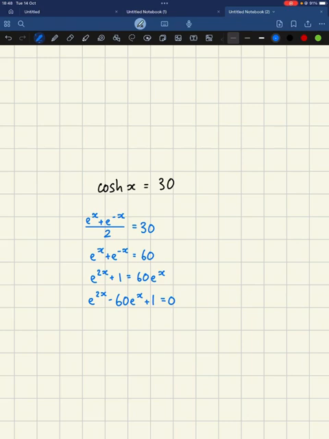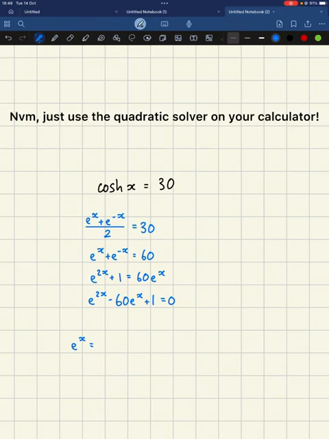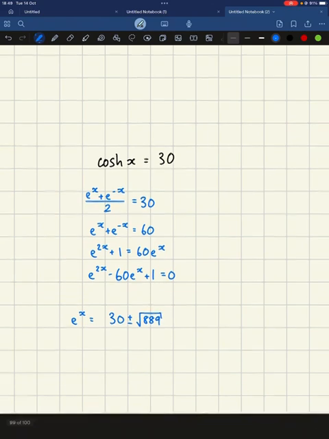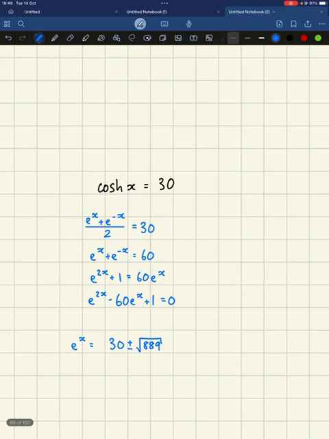Now what do you recognise about this? This, hopefully, you should realise is a hidden quadratic. So we can just use the quadratic formula for this, and instead of getting x equals, we're going to get e to the x equals. So e to the x is 30 plus or minus root 889. So these are the solutions for e to the x.